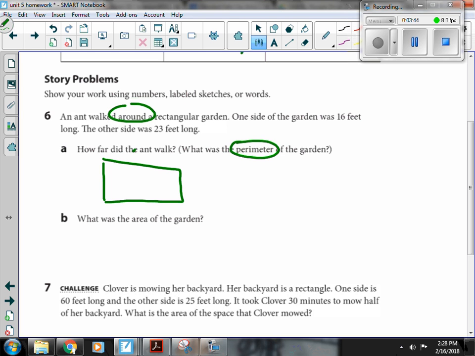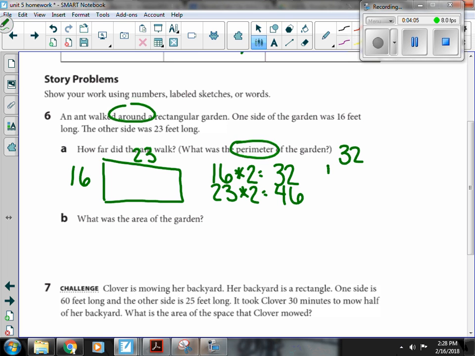And this side is 23 and this side is 16. So I'm going to do 16 times 2, or 16 plus 16, which is 32. And 23 times 2, or 23 plus 23, which is 46. And then I'm going to add 32 plus 46. I got 78 feet for my perimeter.